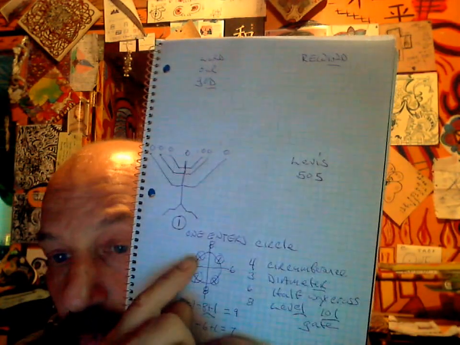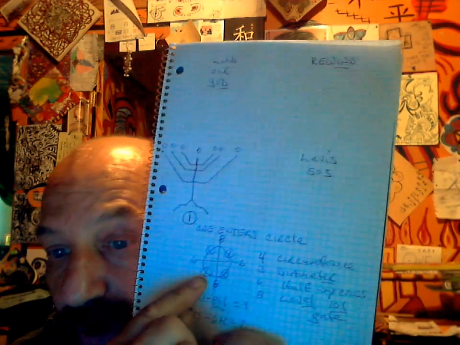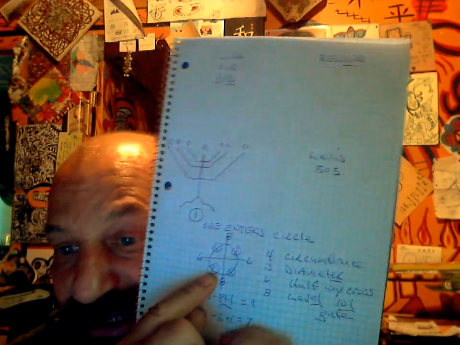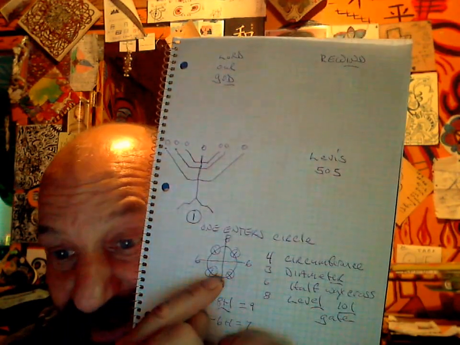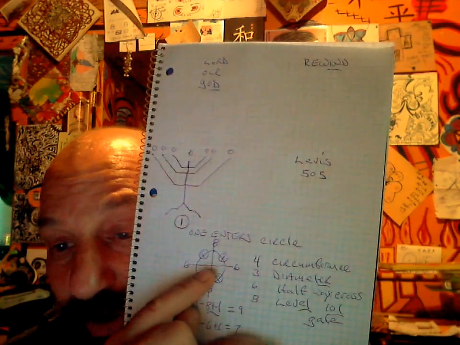101, 101. 101 from 1 and 3. 101 from 7 and 9. 9 and 7 is 16. 1 and 6 is 7. 3 and 1 is 4. 7 and 4 is everything.